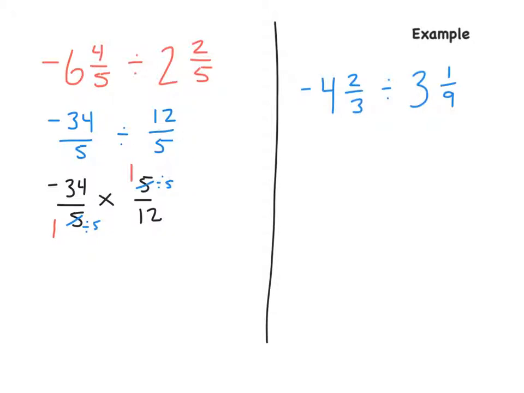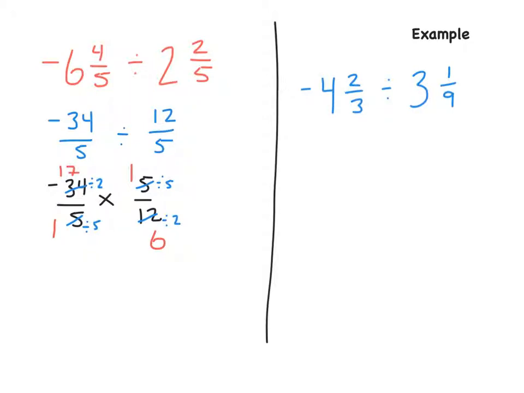Now we have a 34 and we have a 12. So if we try to find the greatest common factor of 34 and 12, it looks like that would be 2. So we could divide 12 by 2, and we could divide 34 by 2. So 12 divided by 2 is 6. 34 divided by 2 is 17.